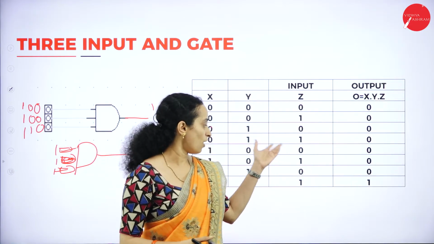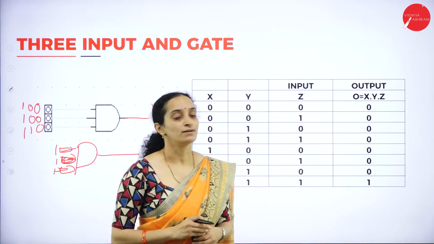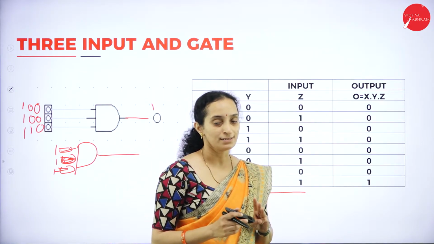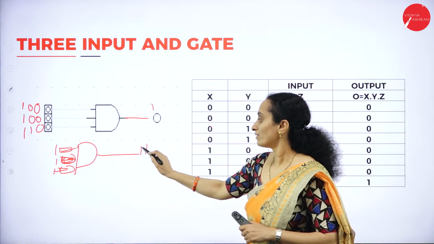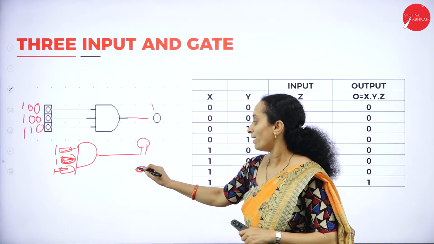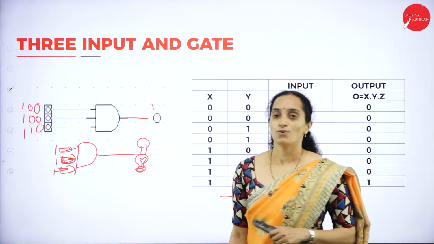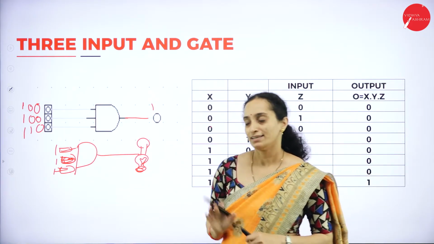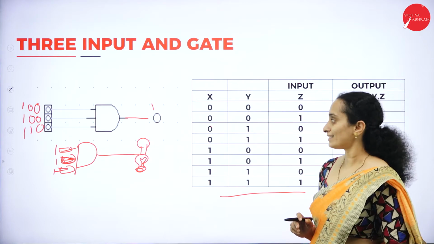With any other combination of on and offs, you won't get the bulb glowing. Only when you switch on all the 3 switches will the light glow, isn't it? So we have the bulb, and this bulb will glow only when all the 3 switches are switched on, right? So this is the basic thing you need to remember with the AND gate.